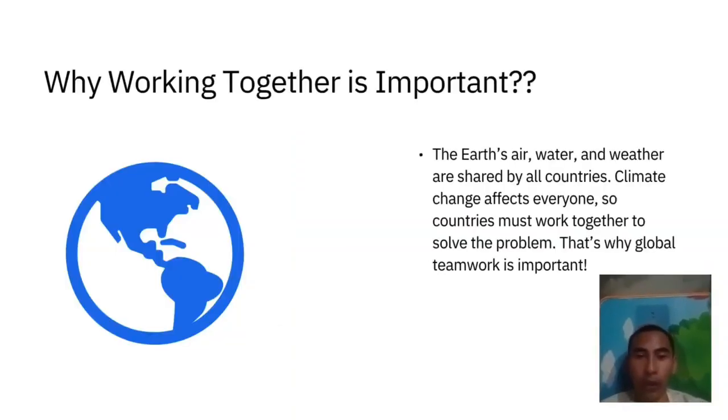So why does working together matter? The earth is shared by everyone: air and water don't stay in one place. Climate change affects all countries, so we must work as a team to fix it. An example of this is if one country pollutes the air, nearby countries also suffer. That's why teamwork is important.